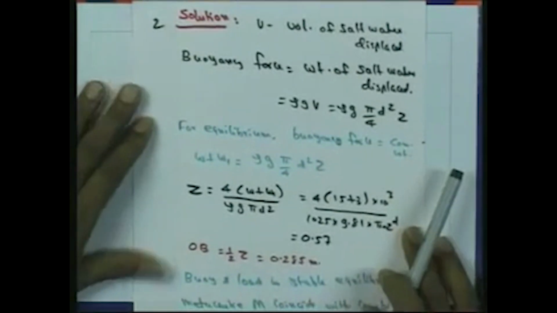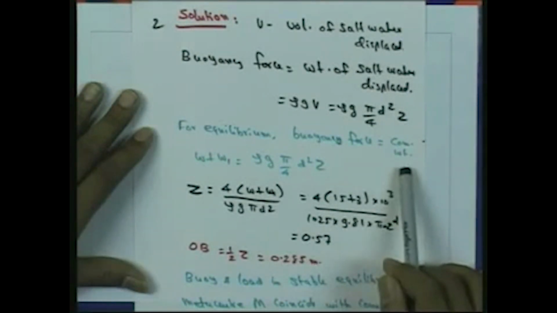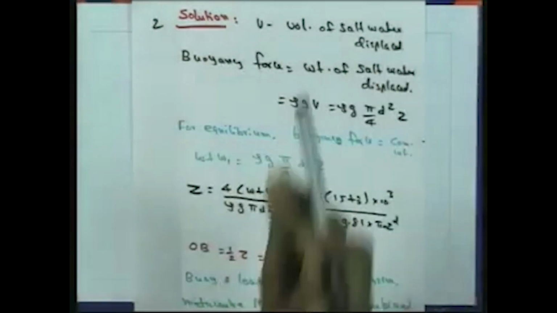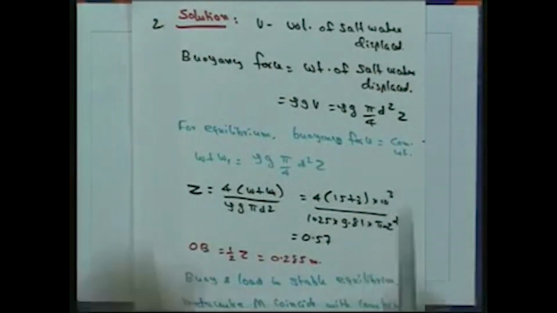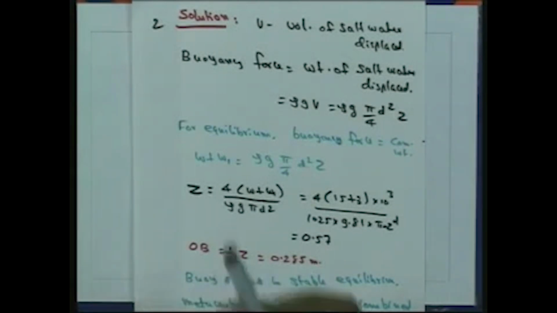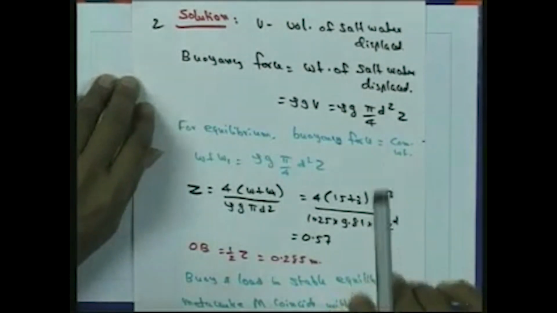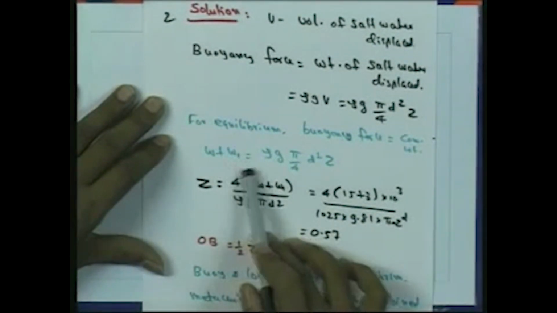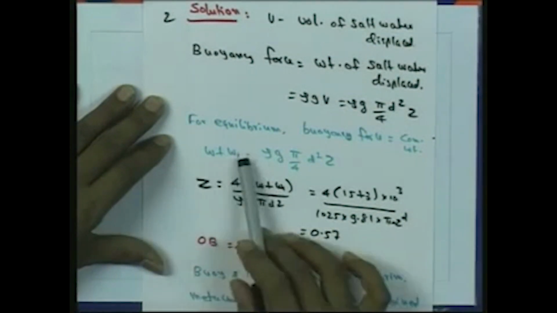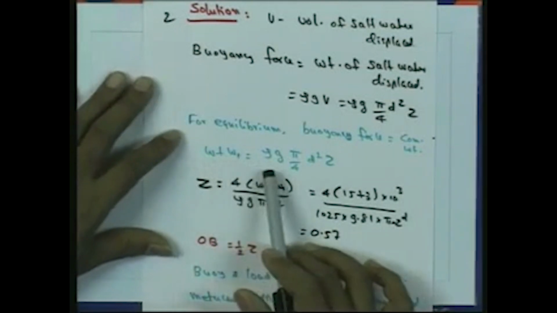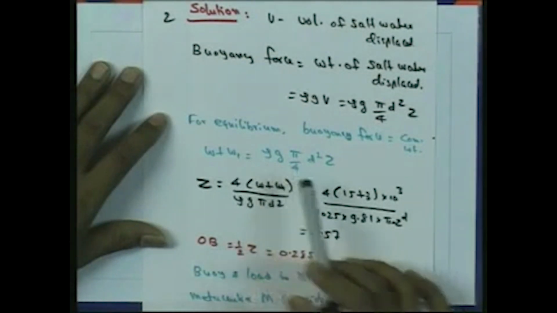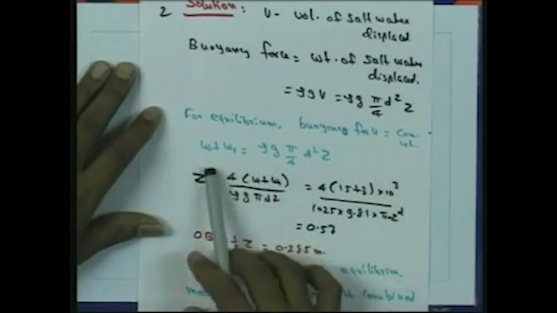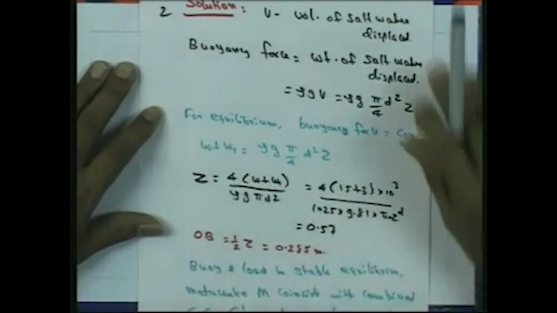Now for equilibrium the buoyancy force is equal to the combined weight. The buoy weighs 15 kilonewton and we are putting an extra load of 3 kilonewton, so the combined weight is 15 plus 3, that is 18 kilonewton, equal to the buoyancy force. We can equate W plus W1, where W1 is the extra added weight and W is the weight of the buoy, to rho into g into pi by 4 d square into Z. We want to determine this Z, the depth of immersion of the buoy.